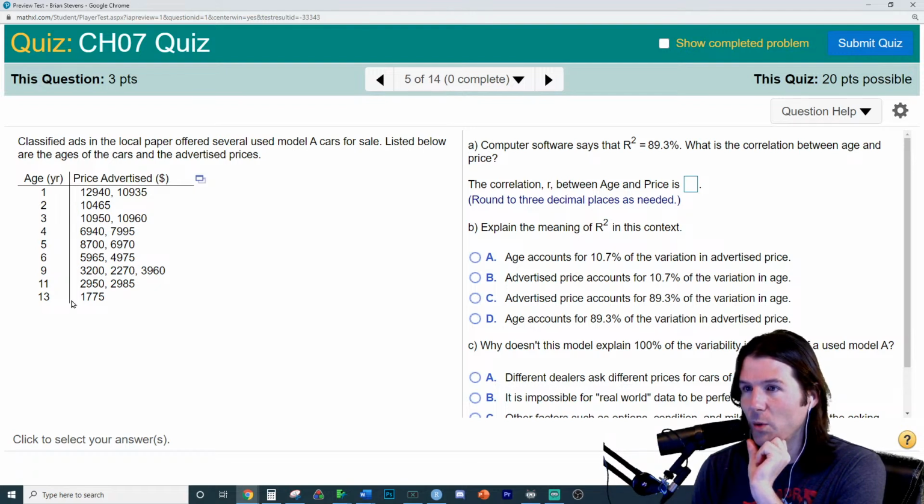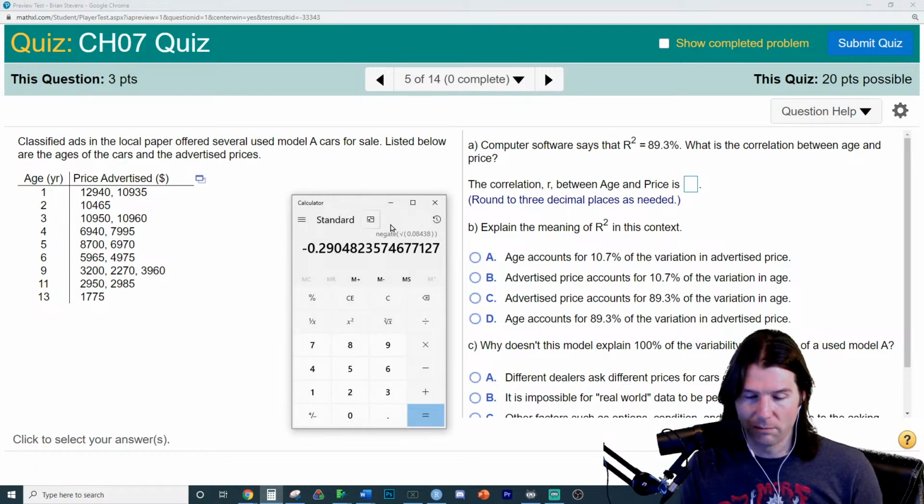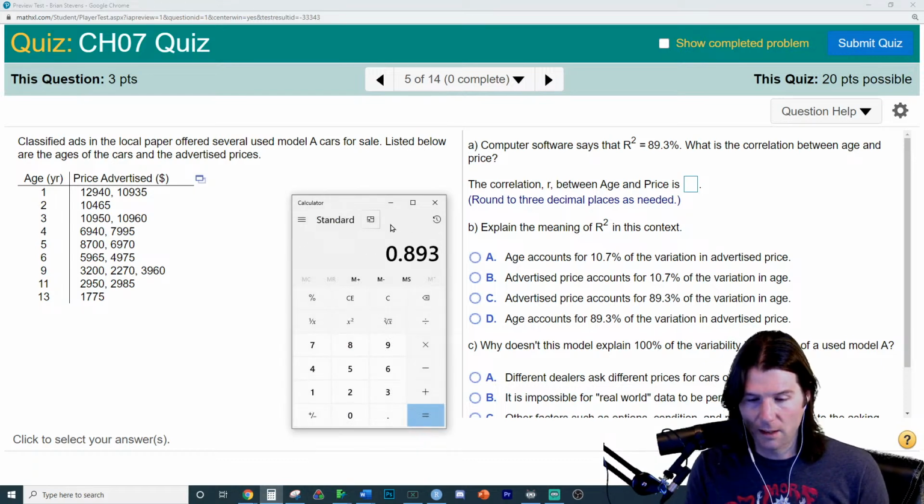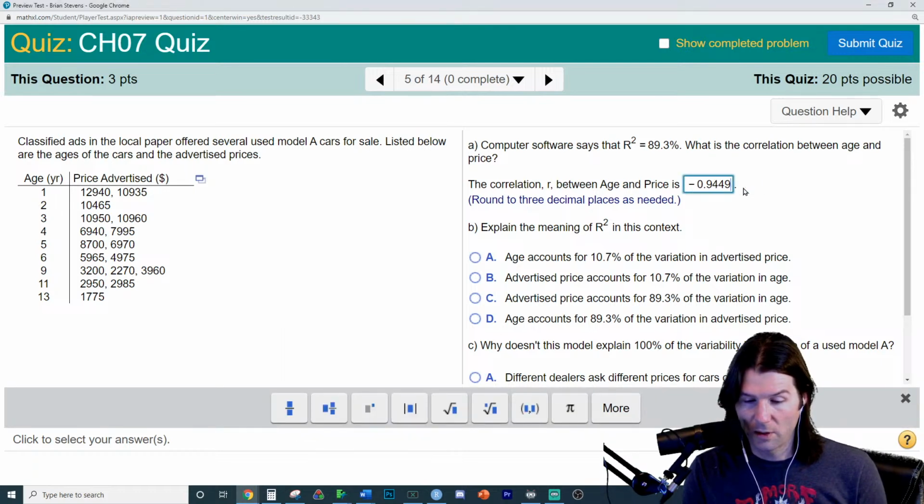So as a car gets older, we generally see lesser prices. Just going off theoretically, we don't have to plot it because we can take the value of R squared and square root it. As we see cars getting older, the age going up, price is going down. We should know that this is negative right here.